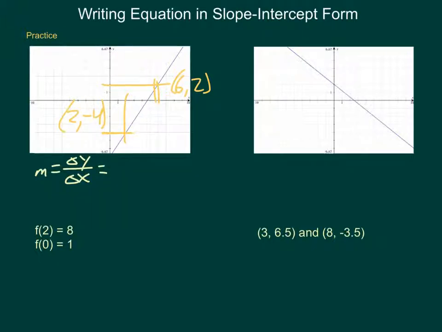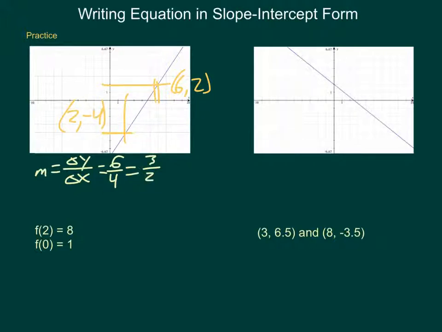Now, using the fact that slope is change of y divided by change of x, I have to ask, how do I change from this -4 to this +2? And the answer is I go up 6. Next, my change of x, how do I change from 2 to 6? And the answer is that I increase by 4. Simplifying the fraction, I come out with a slope of 3/2.